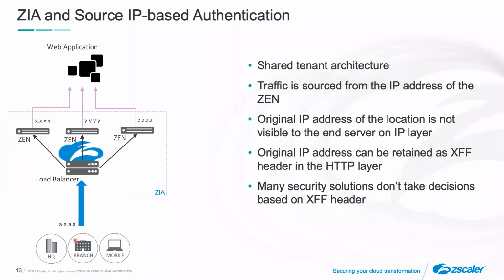So let's look at how the IP changes in this whole traffic flow. If we start from the source, I've got a.a.a.a, which is a symbolic IP address. Let's say this IP address belongs to your branch location.